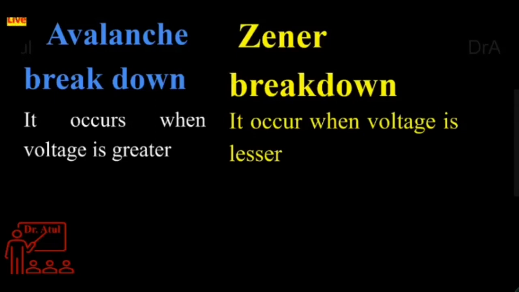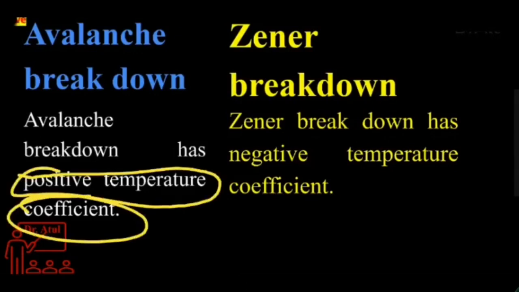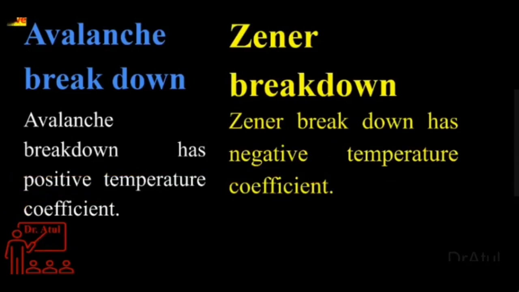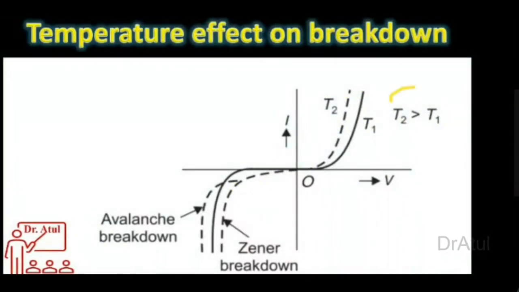Okay, now we see the temperature coefficient. Avalanche breakdown has a positive temperature coefficient, and Zener breakdown has a negative temperature coefficient. Here you can see the effect of temperature. So T2 is greater than T1. T2 is for avalanche breakdown and T1 is for Zener breakdown. So you can understand this, that the Zener breakdown is temperature dependent as compared to the avalanche breakdown.